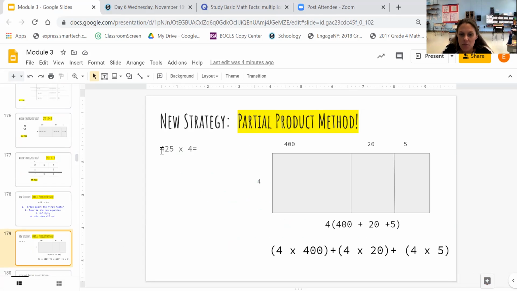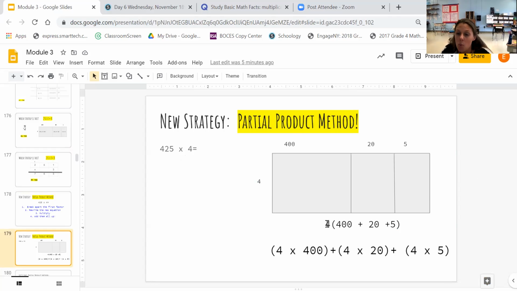So what we did first is we broke it apart. So I have 4. Really, it's not 4, it's 400. I have 20, and I have 5. I'm multiplying that by 4. That's just like the area model. Now, the only thing that is different is how it looks with the written equation. The equation is the steps that you do to solve it.